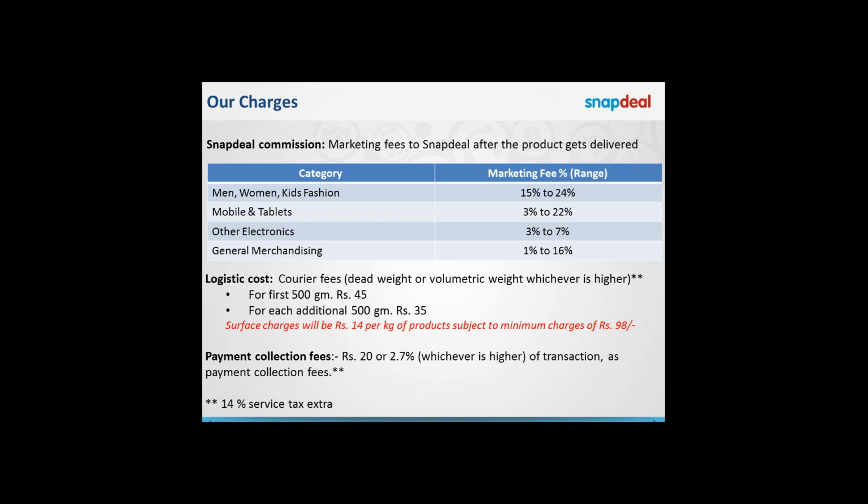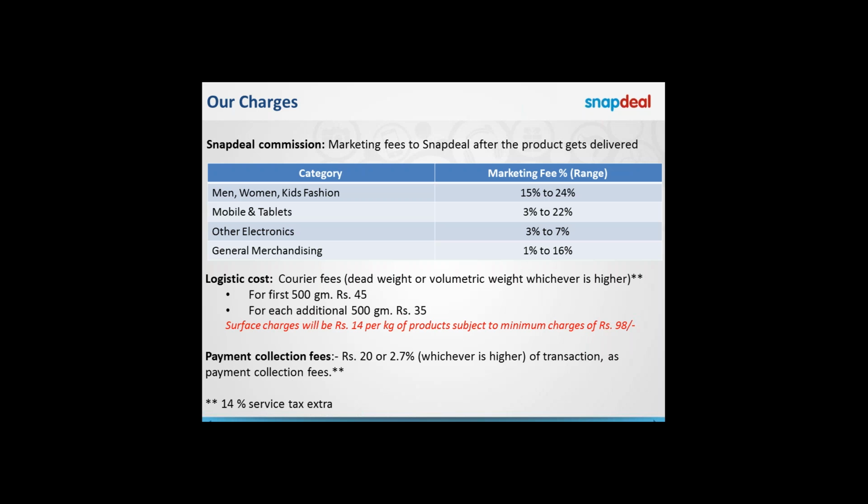So for men, women and kids fashion, there's a marketing fee range of 15 to 24%. For mobiles and tablets, it is 3% to 22%. And for other electronics, anything other than mobiles and tablets, it's 3 to 7%. For general merchandising, which is home, anything else, something related to automobile, etc., it is 1% to 16%.